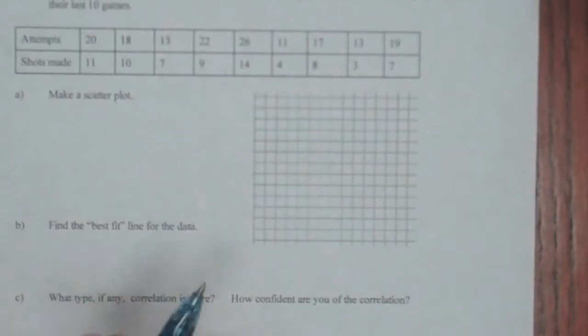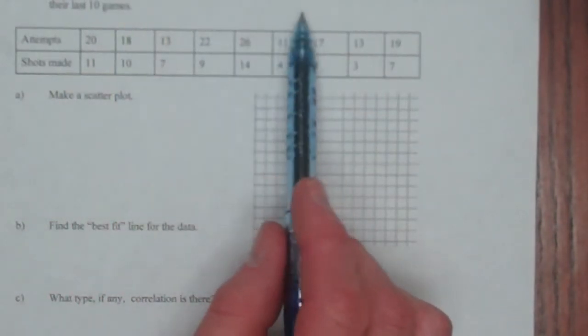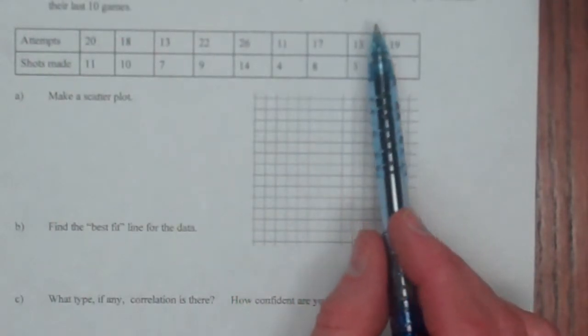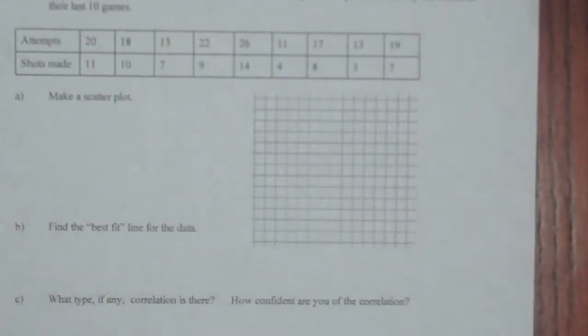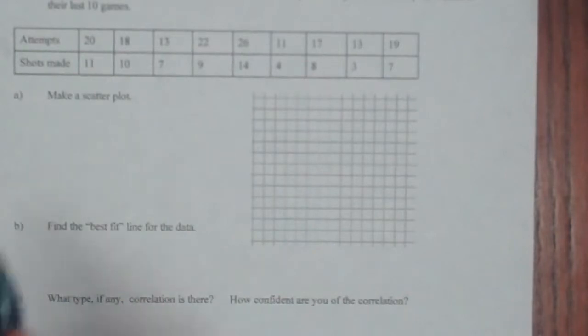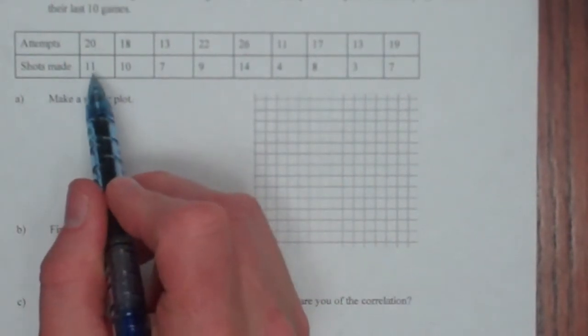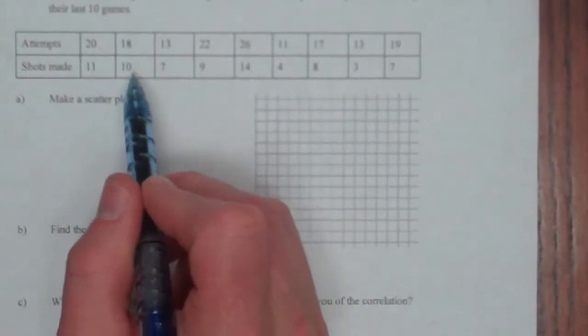Now here's the final problem. Given the following data set showing the numbers of attempts versus the actual three-pointers made by, let's not say the Celtics, let's say maybe it's Justin or somebody, over the last 10 games. Here we go, 20 attempts and 11 shots made, 18 attempts, 10 shots made.